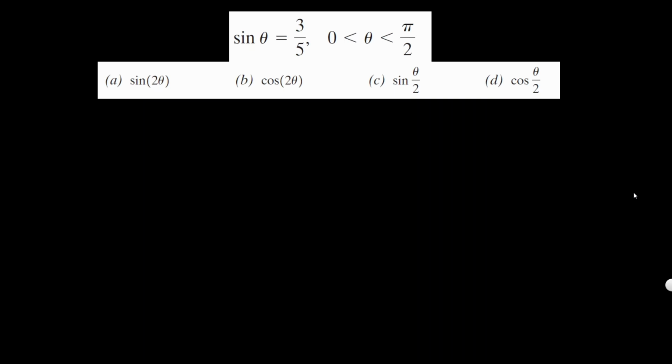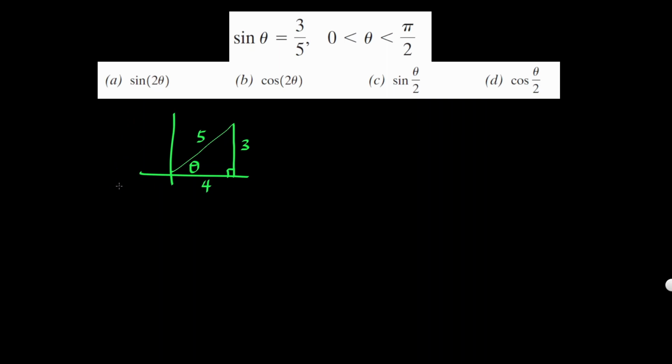In this video, we're going to talk about double angle and half angle formulas. We've got parts A through D here, and we're given that sine theta is 3 over 5, and theta is between 0 and pi over 2. So let's draw the triangle there. We have a triangle in the first quadrant, and that's the angle. Sine theta is opposite over hypotenuse, so it's a 3, 4, 5 triangle. You could use the Pythagorean theorem to check it.